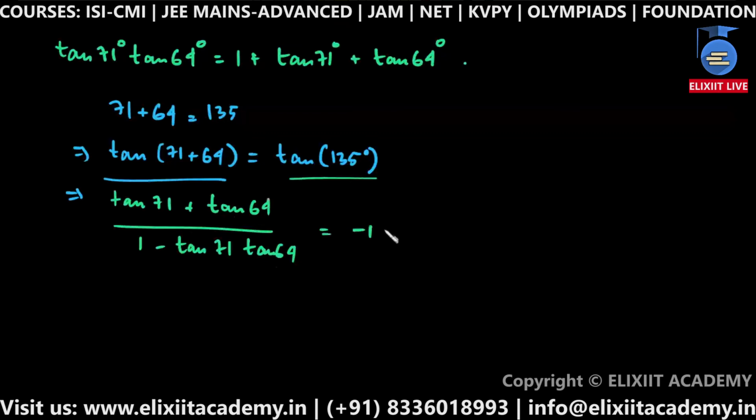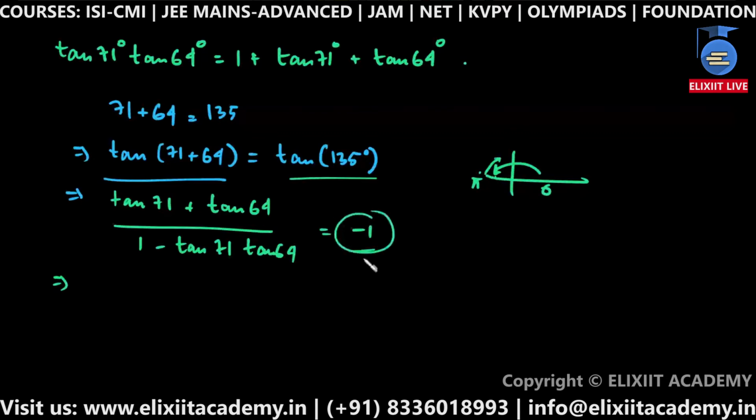Tan 135 is basically 180 minus 45 degrees, that is, pi minus theta. What is tan of pi minus theta? We have 0 to pi, this is pi, and pi minus theta will be over here in the second quadrant. In the second quadrant, tan is negative. So we have minus of tan 45, so this is basically minus 1.